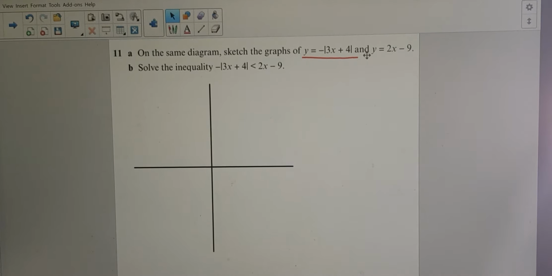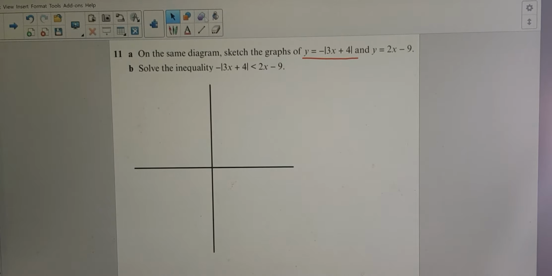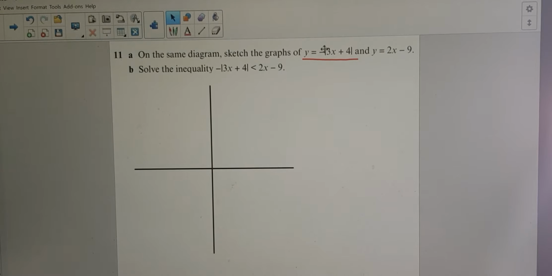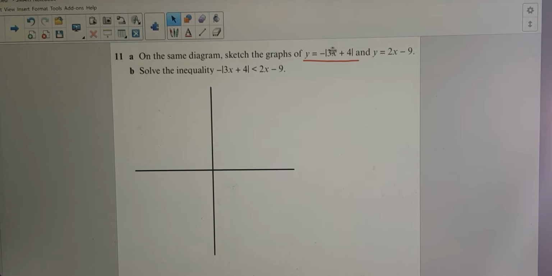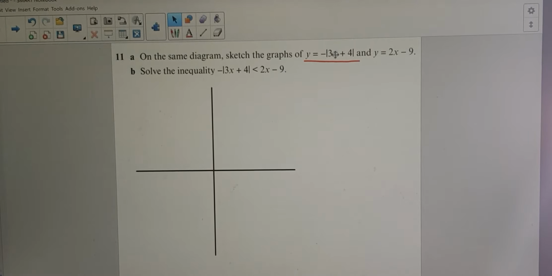Hi everyone, I'm just going to go through question 11 from today's work. On the same diagram, sketch the graphs of y equals negative the modulus of 3x add 4 and y equals 2x minus 9. I'm going to begin with negative the modulus of 3x add 4.